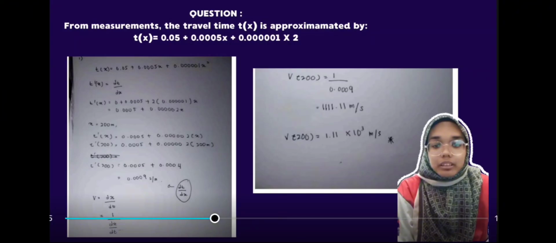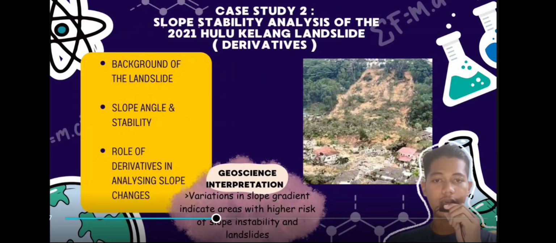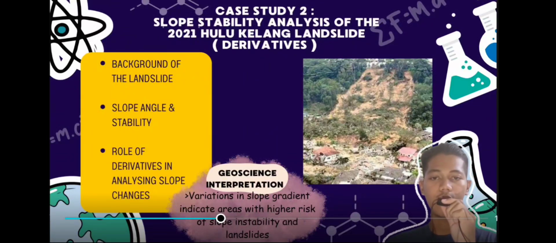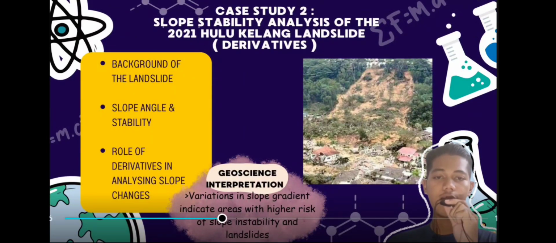For this second case study, I will explain how derivatives are used to analyze slope stability based on 2021 Hulu Klang landslide. The negative value of the derivative, F of t smaller than 0, indicates that the factor of safety decreases continuously as rainfall time increases. From a geoscience perspective, this shows that prolonged rainfall systemically weakens slope stability.